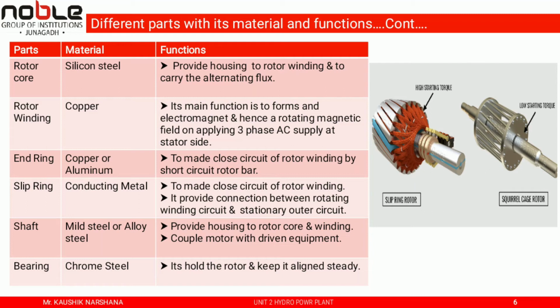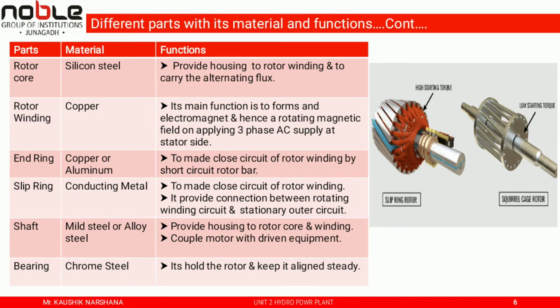Clear? This one is for the squirrel cage motor. For the slip ring motor, slip ring means conducting material: copper, aluminum, carbon, whatever. It makes a closed circuit of the rotor winding and provides a connection between the rotating winding circuit and the stationary outlet circuit. In a slip ring induction motor, we are giving supply to the stator as well as the rotor. So to provide a supply to the rotor, we are using a slip ring, right?